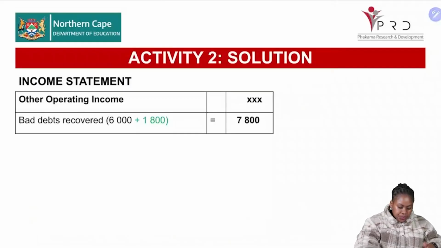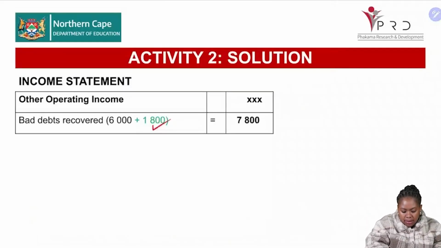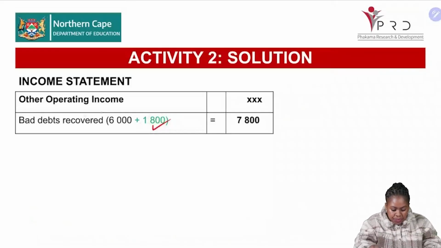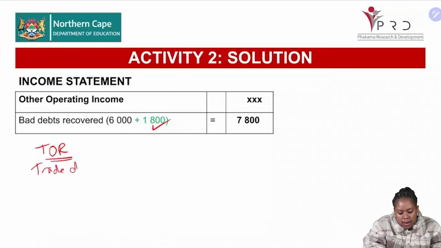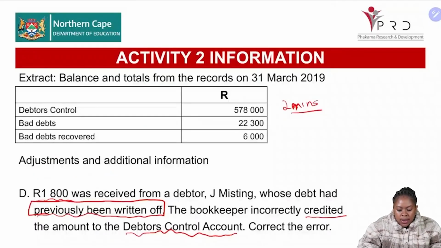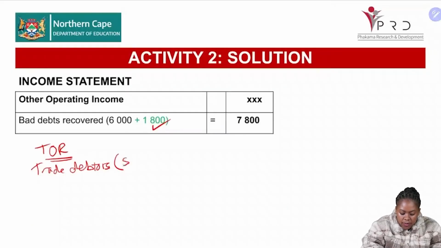Okay, it's very simple. In our income statement, we do the right thing. Add our 1,800 in our bad debts recovered because the bookkeeper did not add it. Okay, then in our statement of financial position, right, under trade and other receivables, you have trade debtors, and then you will take the trade debtors amount given to us, which is 578,000, and then you are going to add it back 1,800.